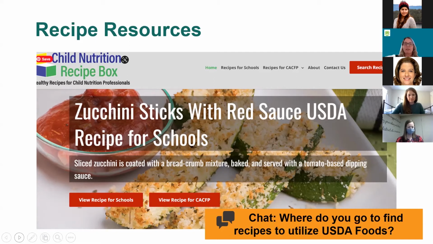Again, here's just a couple. This one is from the ICN, the Child Nutrition Recipe Box. It's great because they've got school and CACFP recipes, and they've got some new ones in there. So if you're looking for something different, or you have to serve legumes, what's something else you can do with those legumes? How can you spice it up?